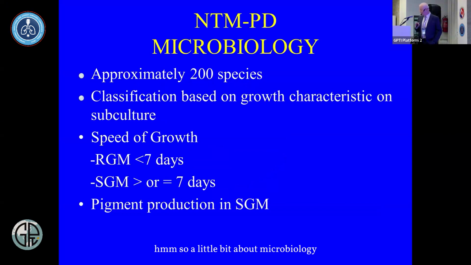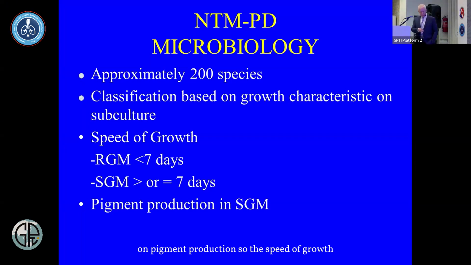So a little bit about microbiology. There are about 200 species of non-tuberculous mycobacteria. You classify them based on the rapidity of the growth and also on the subculture, and in the slow growing mycobacteria, on pigment production.